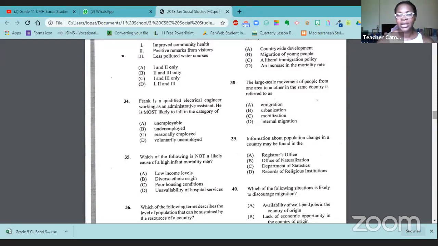Information about population change in a country may be found where? Would we find it at the Registrar's Office, Office of Naturalization, Department of Statistics, Records of Religious Institutions? Well, these are not specific names of agencies that we may have. However, by deduction, we could tell that anywhere that deals with statistics would have information about the country's change. Registrar's Office, yes, they will have births and deaths, but they might not necessarily have a summative report where they can tell you that and that for a period of this or that. Office of Naturalization would be focusing on citizens who became citizens through naturalization. Records of religious institutions, definitely not. So, of course, the statistics department will be dealing with statistics of all sorts, kinds and nature. Of course, they would be the one I would go to.